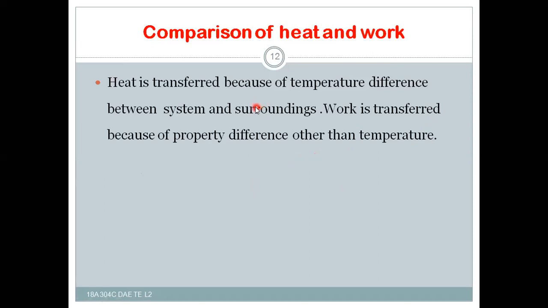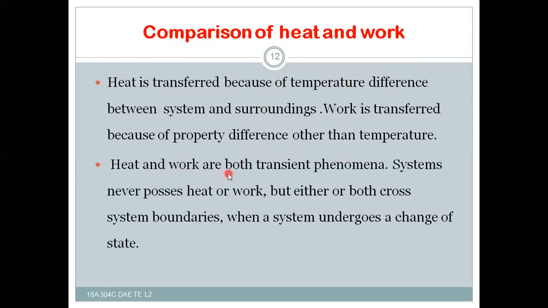So now, comparison of heat and work transfer. Heat is transferred because of temperature difference between the system and surroundings, and work is transferred because of property difference other than temperature. Heat and work are both transient phenomena, and systems never possess heat or work, but either or both cross the system boundaries when a system undergoes a change of state.